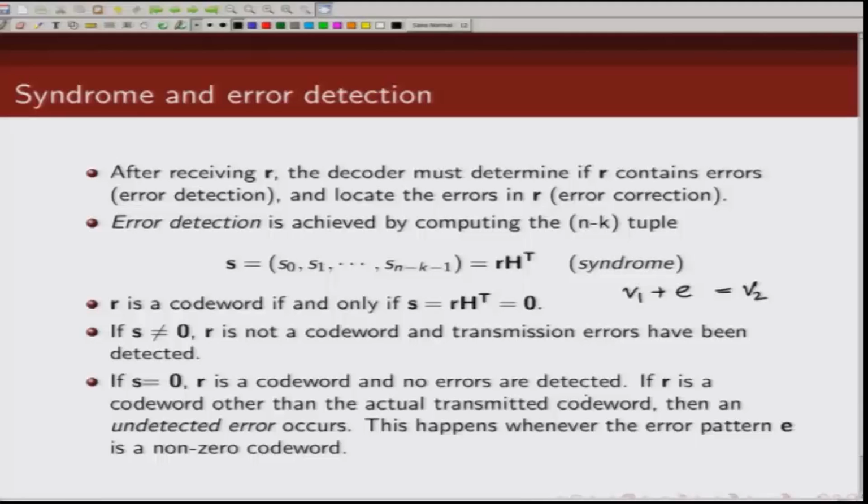So, if S is 0 and R is a code word, that means no errors are detected. However, if R is a code word other than the actual code word transmitted, then an undetected error has happened, and this happens when the error pattern is a non-zero code word, because we have said a property of a linear block code is that the sum of two code words is also a code word. So, for this scenario to happen, this E has to be a valid non-zero code word.